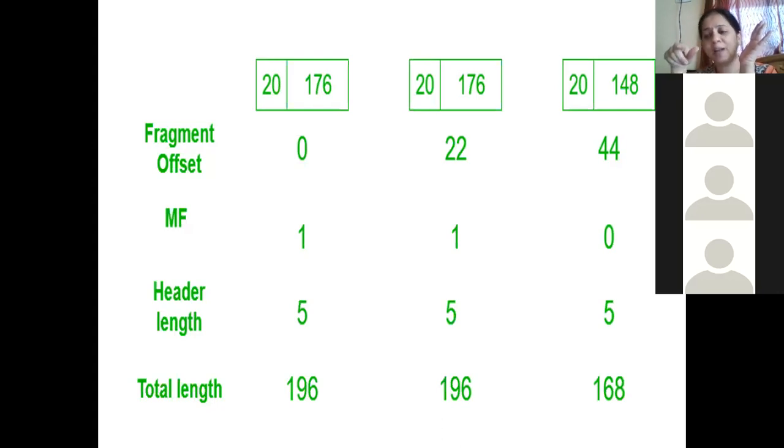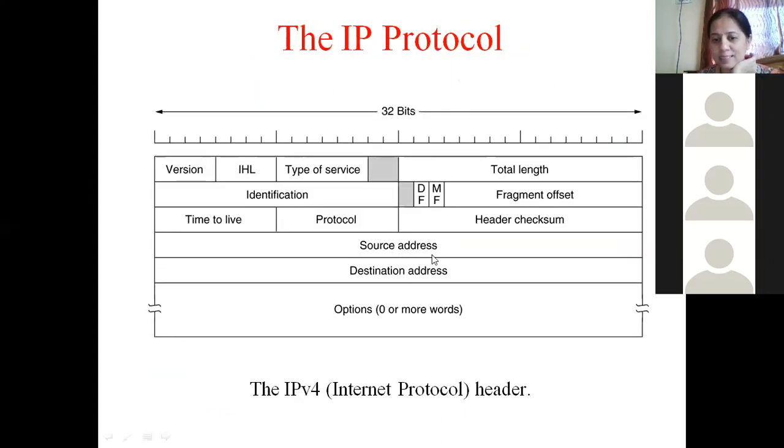For the second fragment, it will be 1. For any other fragments also, it will be 1. But for the last fragment, it will be set to 0, indicating that there are no more fragments after a given chunk of data. After a given fragment, there are no more fragments that are existing. So you all should be able to understand MF and fragment offset.